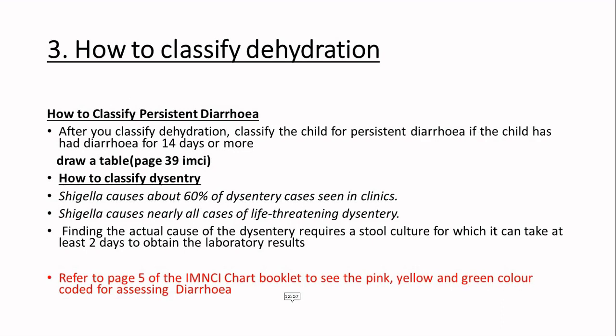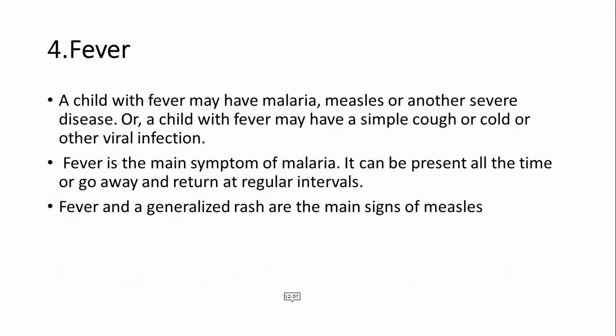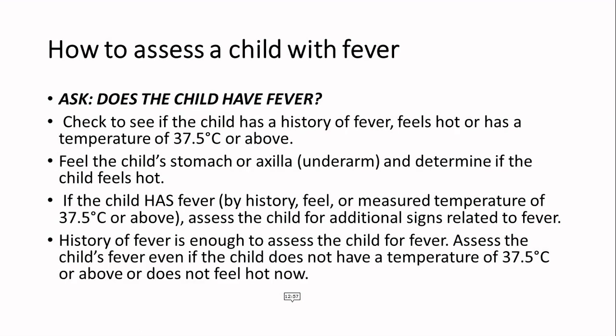A child with fever may have malaria, measles or another severe disease. Or, a child with fever may have a simple cough or cold or other viral infection. Fever is the main symptom of malaria. Fever and a generalized rash are the main signs of measles. How to assess a child with fever? Ask, does the child have fever?